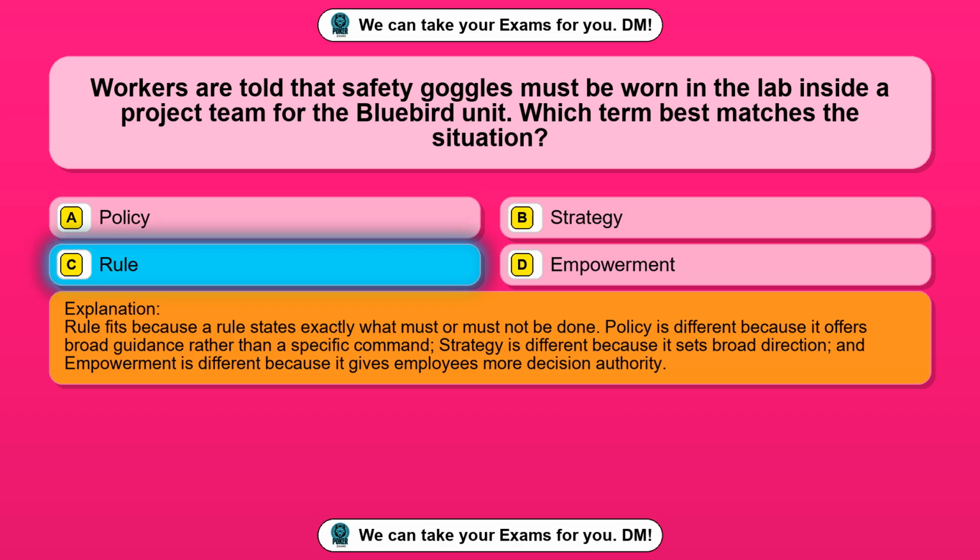Rule. Rule fits because a rule states exactly what must or must not be done. Policy is different because it offers broad guidance rather than a specific command. Strategy is different because it sets broad direction, and empowerment is different because it gives employees more decision authority.